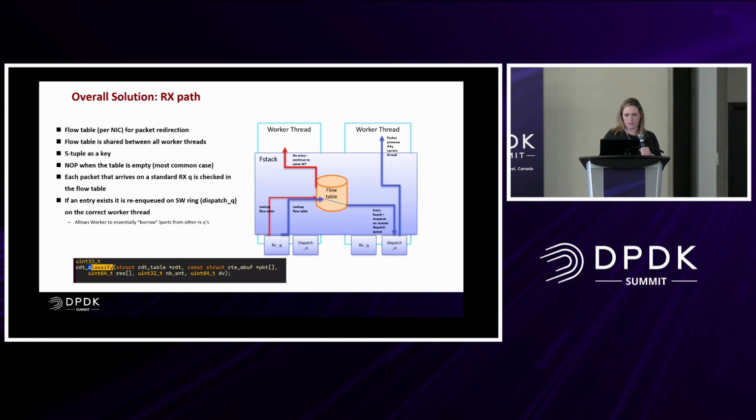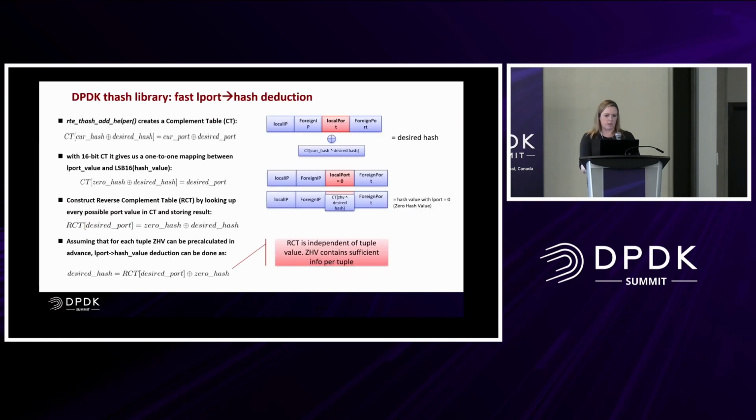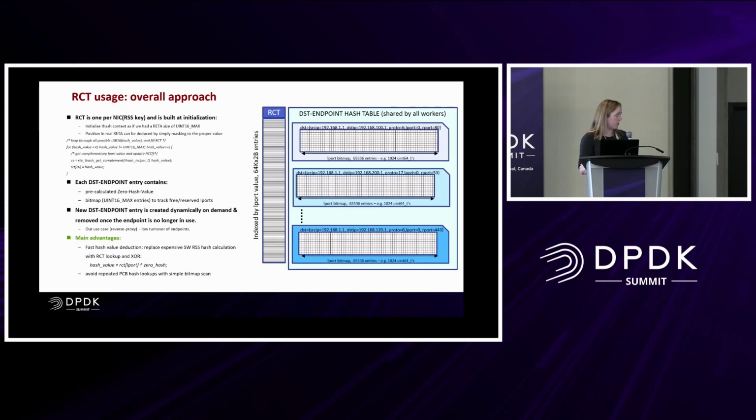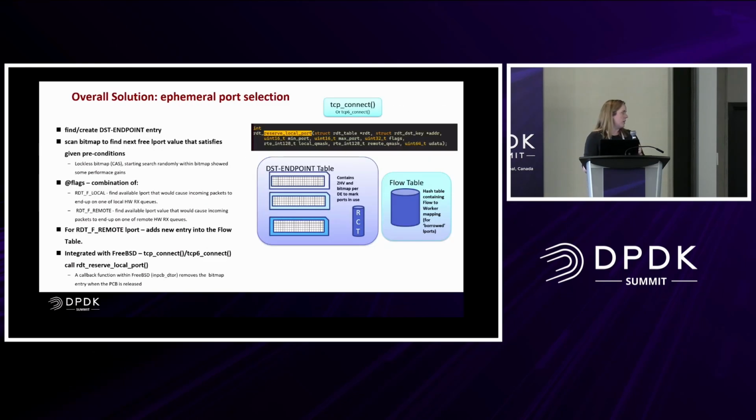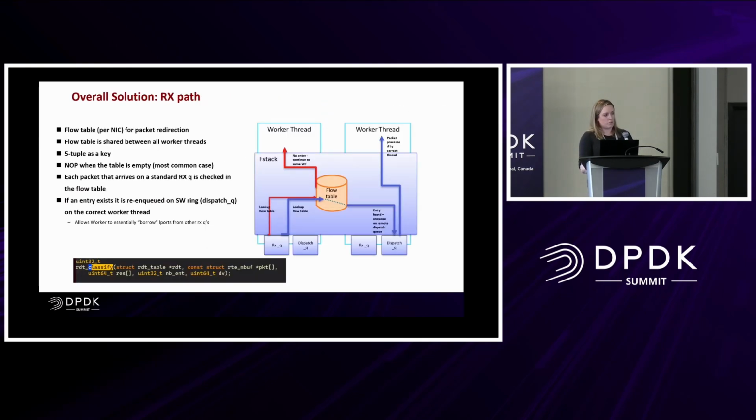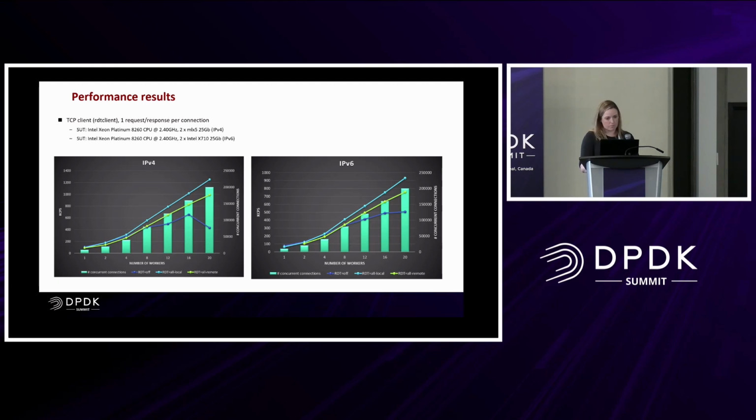Okay, so that's basically it. The three problems we had were, first, we spend quite a long time in that software Toeplitz hash calculation. Second, we have this issue with the PCB lookups, and third, we run out of ports. The Thash library lets us solve the time spent in hash calculation with this reverse complementary table. The bitmap helps us never fail the PCB lookup, and this flow table allows us to spread out our ports a lot more evenly. Okay, so the interesting bit, results. We've set for IPv4 and IPv6 here.